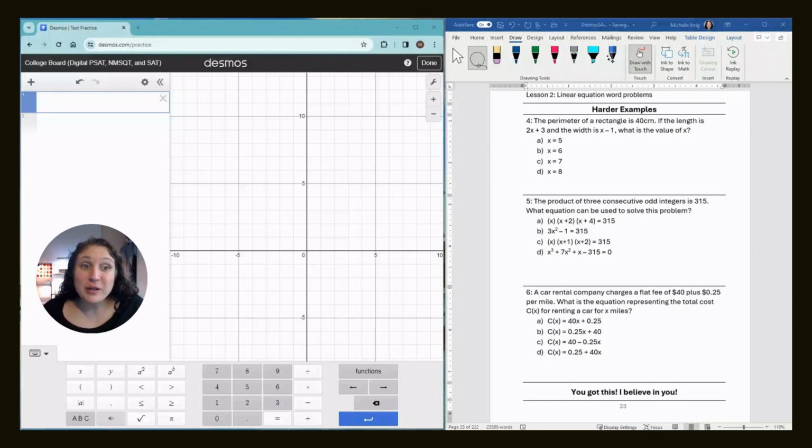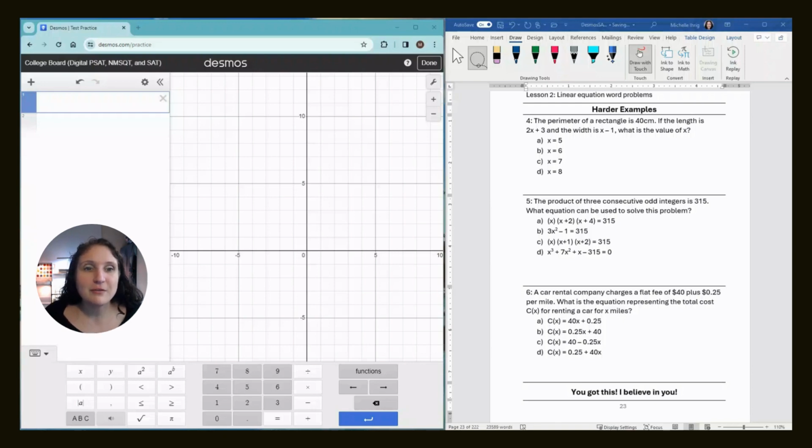We are looking at Unit 2, Lesson 2, Linear Equation Word Problems, the harder examples. So if you're in Khan Academy and you had orange on Unit 2, Lesson 2, this is the video to watch. Remember that not every question needs the Desmos calculator. I'll show you when it does, and we'll move on from there.